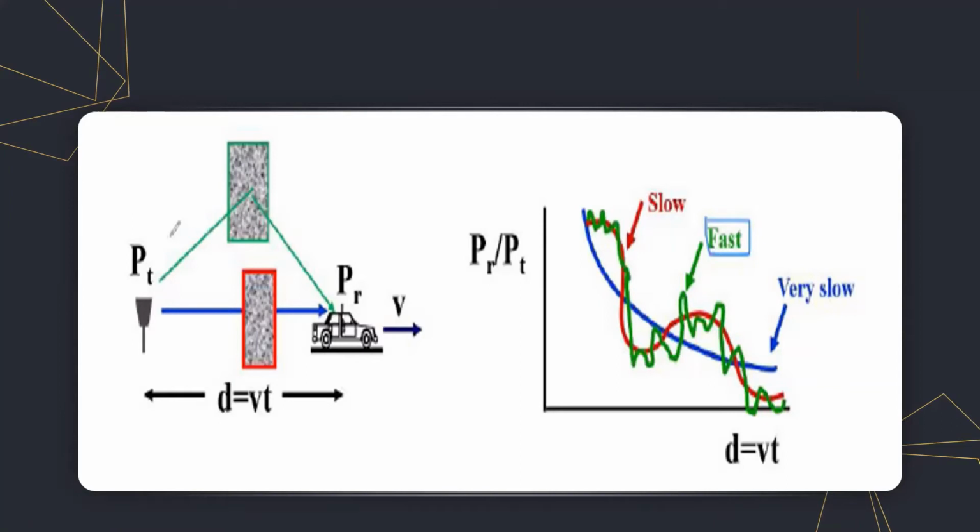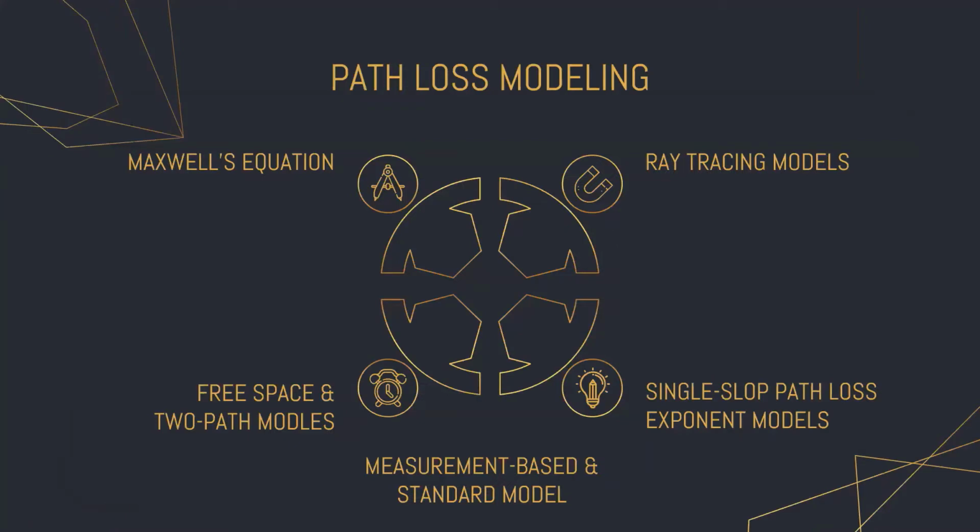Next, just like the title of this video, we will talk about modeling. For path loss modeling, there are several path loss models. The first one is the Maxwell equations. The second one is the free space and two-path models. The third one is the ray tracing model. The fourth one is the single slope path loss exponent model, and the last one is the measurement-based and standard models. The signals consist of electromagnetic waves.